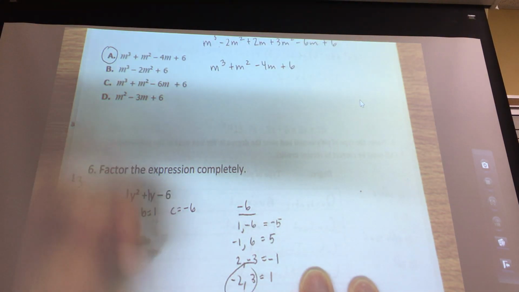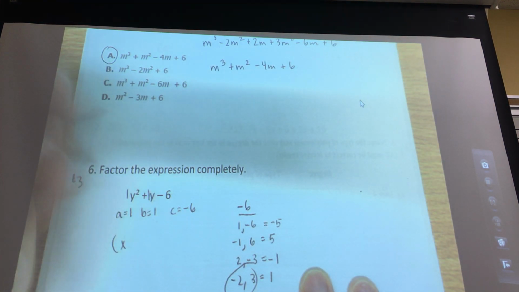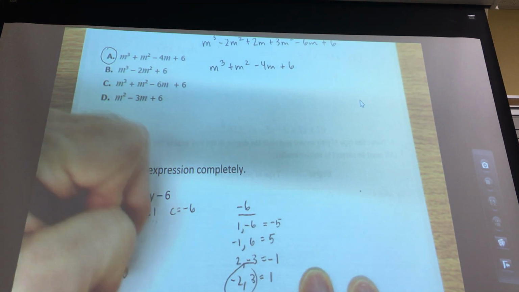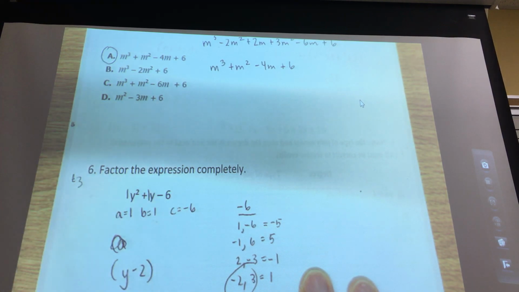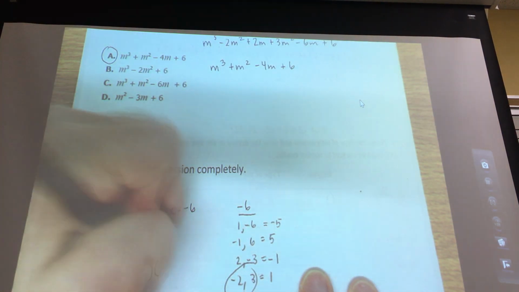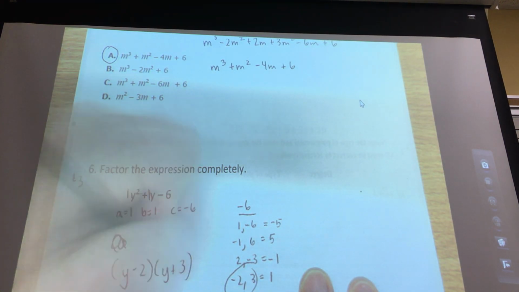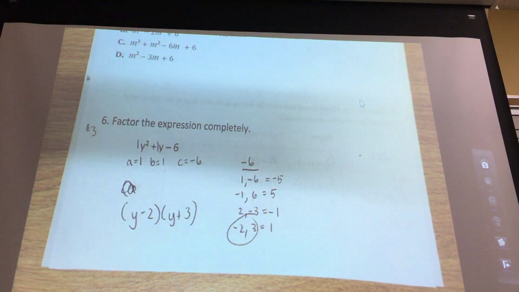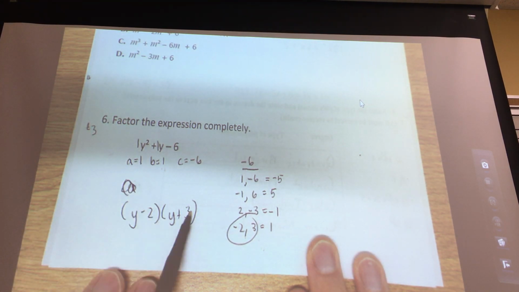You're going to take these two guys, put them in your binomial, which is actually going to be y minus 2. I want to put those x's just like you guys. And y plus 3. We are done because if you were to divide these both by 1, you would get the same answer as we currently have, so nothing will change there.